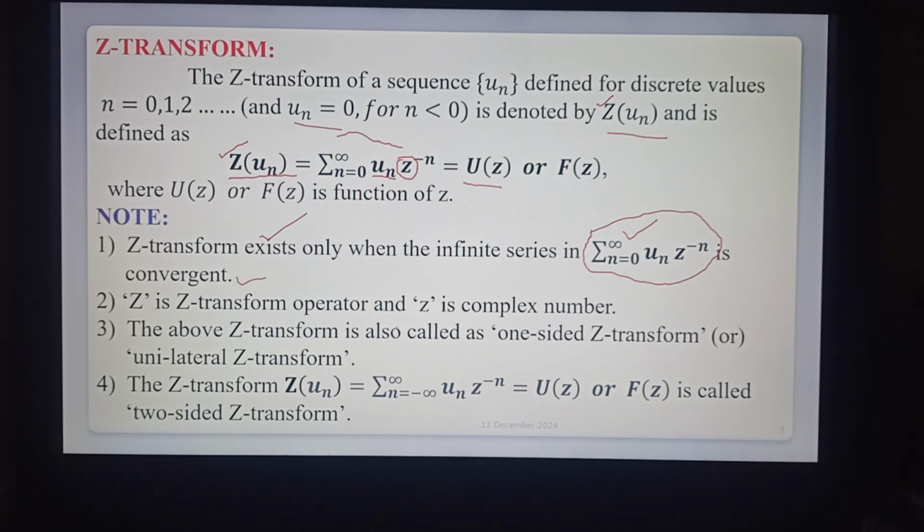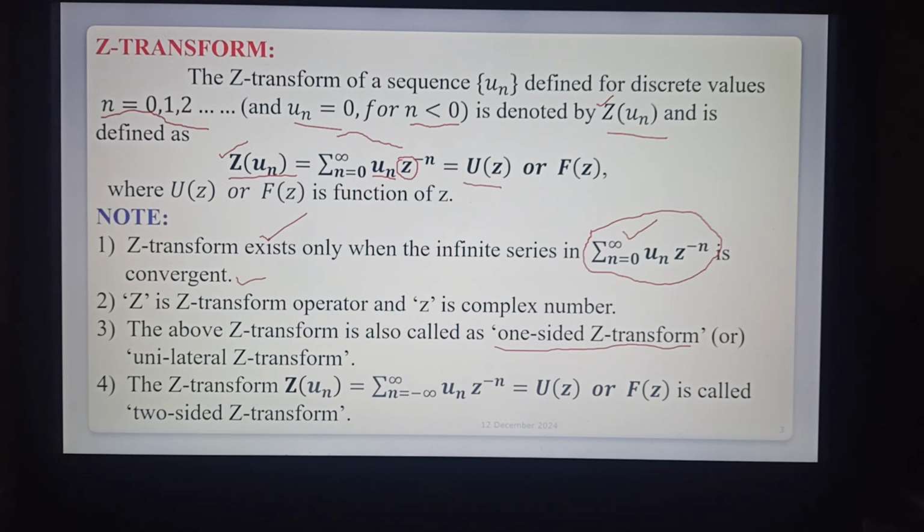Third, the above Z transform is also called the one-sided Z transform. One-sided means n is defined only for non-negative values 0, 1, 2 and so on. Negative values exist, but we assume u_n is equal to 0 for negative values. So the above Z transform is called one-sided or unilateral Z transform.